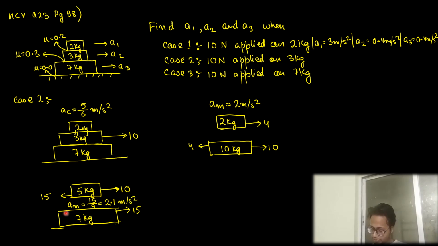Now see, between this value and this value, which has lesser value? 5 by 6. So if common acceleration has lesser value, then that means this body will also move with common acceleration. So this surface is also locked. That means all three bodies will move with common acceleration 5 by 6 meter per second square.